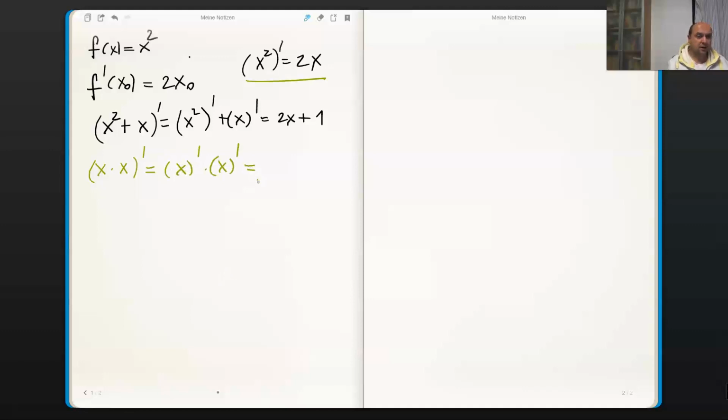And the thing is, if we're having that, we're obviously getting 1 times 1, which is obviously unequal to 2x. So that's the problem, right? So obviously, if we're considering the derivation of a product, we have to consider a different kind of computation. So what was the error? Where did something go wrong?